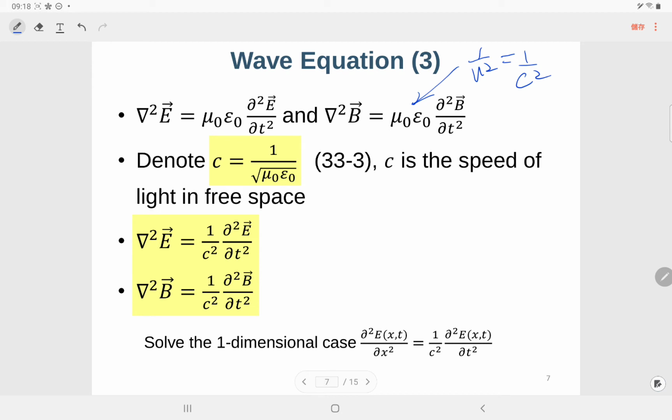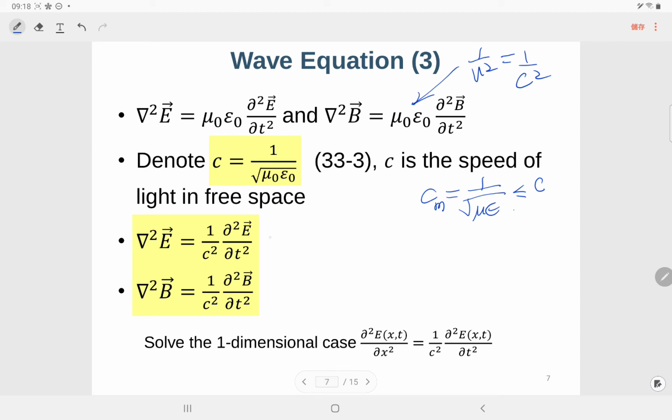If you need to calculate the speed of light in another material, you can just substitute mu and epsilon for that material. And actually mu and epsilon should be larger than mu naught and epsilon naught. So the speed of light in a material should always be smaller than or equal to the speed of light in free space.